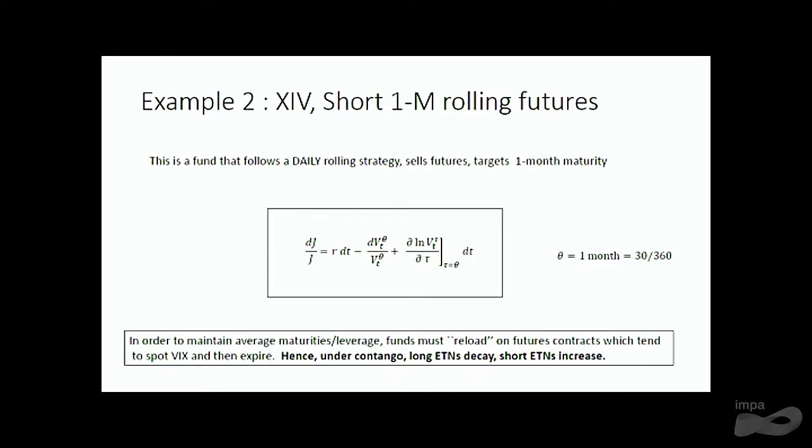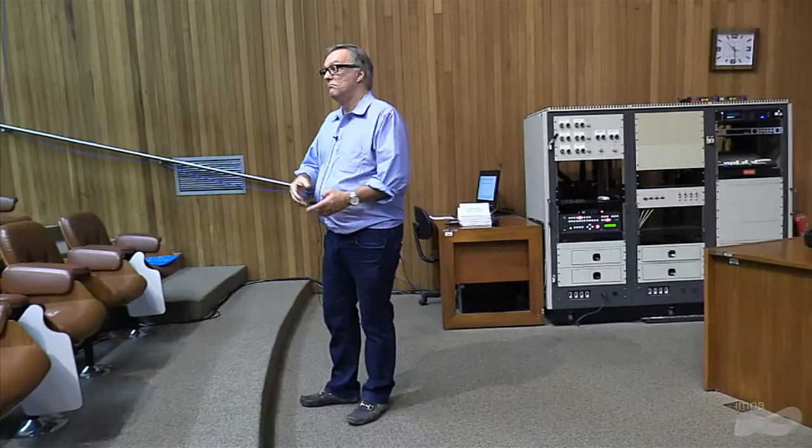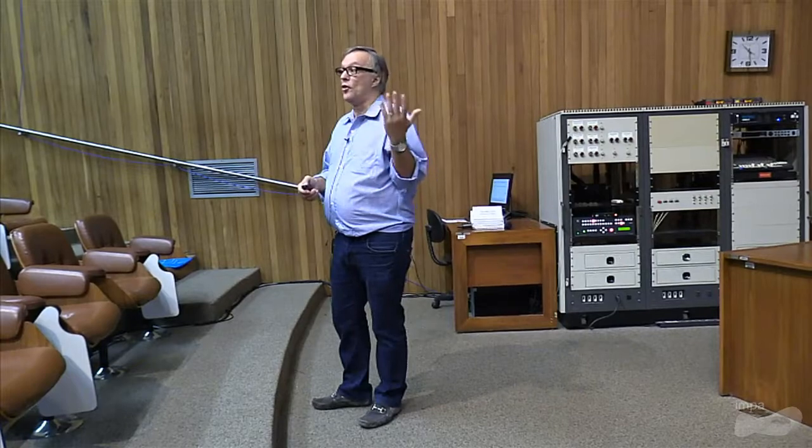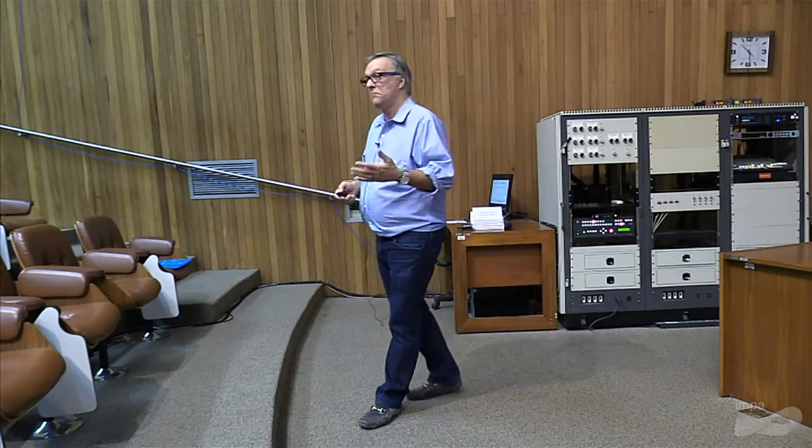So are there any questions about ETNs? Is this clear? An ETN is a fund that rolls futures. When you roll futures and you have contango, which is the most likely state, you lose money by rolling. And if you're negatively leveraged, you make money by rolling. That's pretty much it. But you're exposed to volatility, and volatility is high.